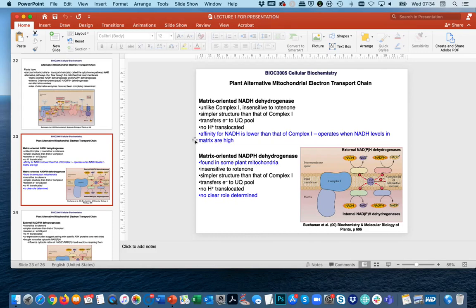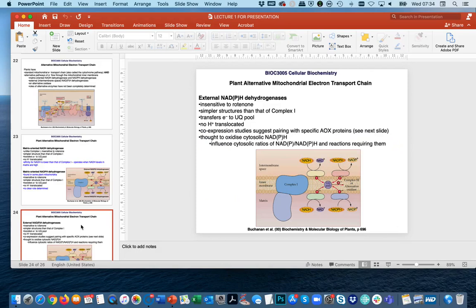The matrix-oriented NADPH dehydrogenases are found in only some plant mitochondria. Not all species have these alternative dehydrogenases. Again, they're insensitive to rotenone. They're much simpler in structure compared to complex 1, and again, they transfer electrons to the UQ pool. Again, no protons are translocated across the inner mitochondrial membrane. In this case, no clear role has been determined for these matrix-oriented NADPH dehydrogenases.